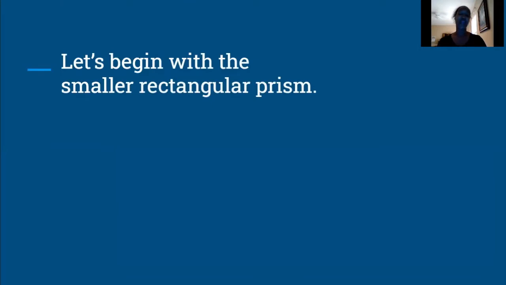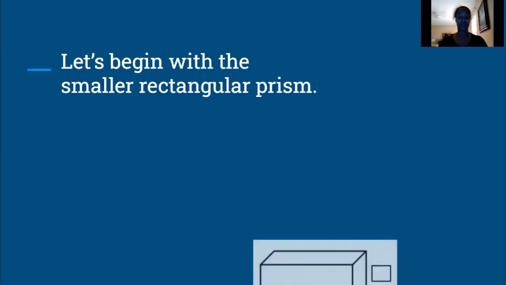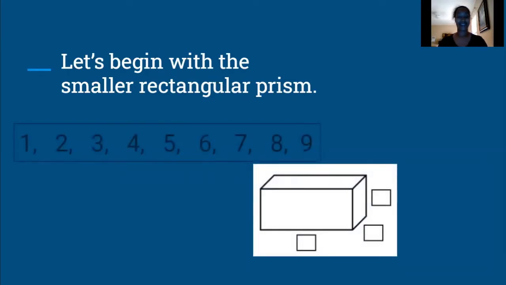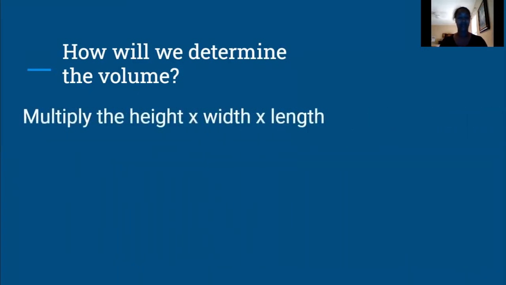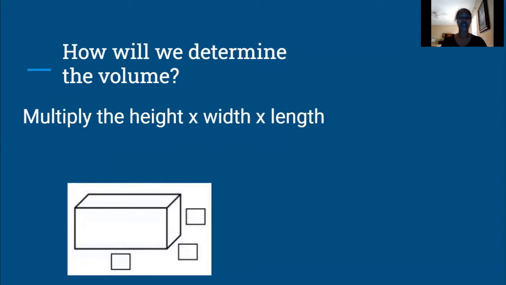All right, now that you've submitted your solutions, let me show you a possible solution. We're going to start with a smaller rectangular prism. Here it is. And remember, we have numbers 1 through 9. We can only use each number one time. First, let's recall, how do we find the volume of a rectangular prism? We will multiply the height times the width times the length.